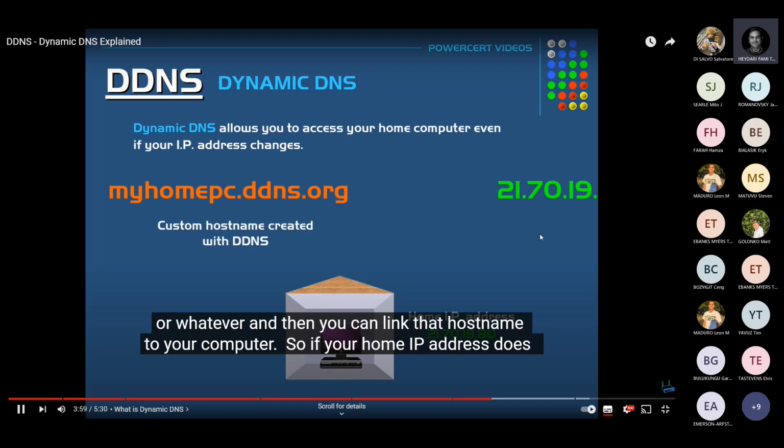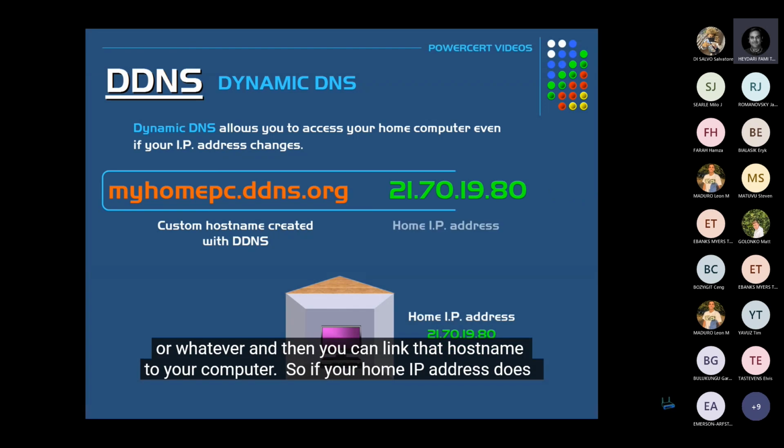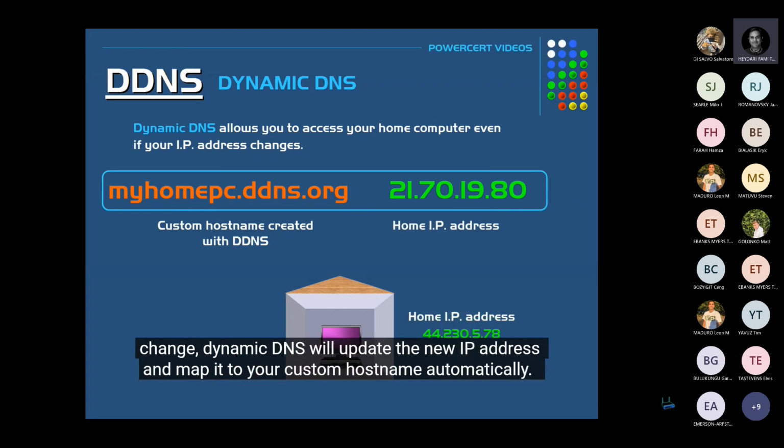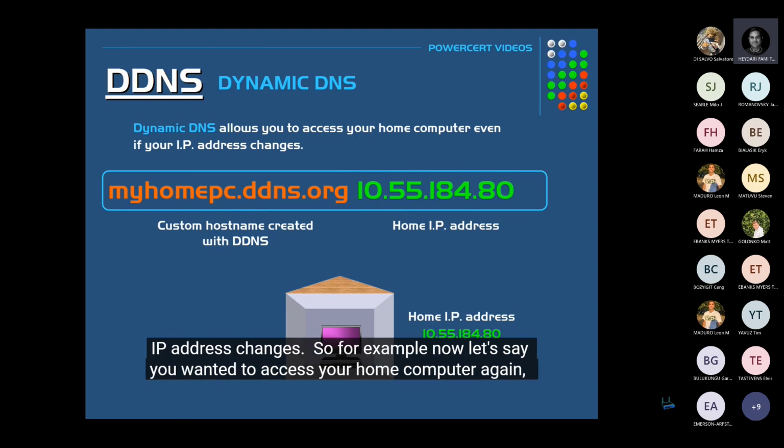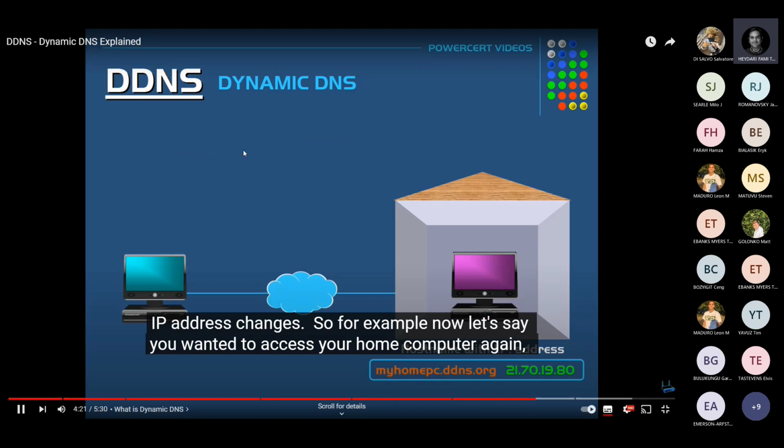And then you can link that host name to your computer. So if your home IP address does change, Dynamic DNS will update the new IP address and map it to your custom host name automatically. So Dynamic DNS will ensure that you will always have access to your home computer even if your IP address changes.